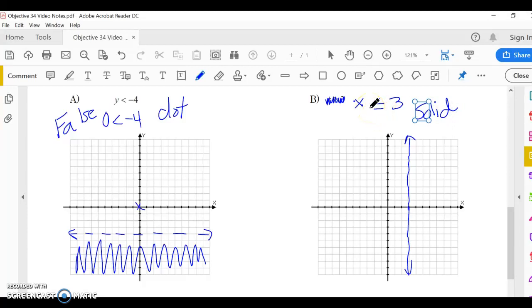Now the second thing is to test the point. Remember, we're going to test 0, 0. Every time you can test 0, 0, if it's not on the line, you can use 0, 0. If 0, 0 is on the line, you can't use it. But that's very rare. So we're going to plug in 0. And we're going to ask ourselves, is it true or false? Well, 0 is less than or equal to 3. That's true. So if it's true, we shade the side that it's on. So we shade this side.